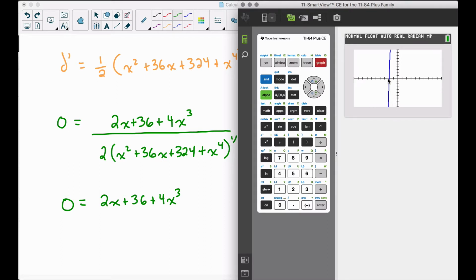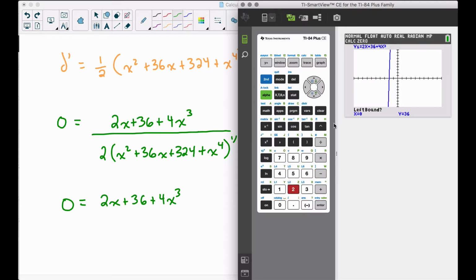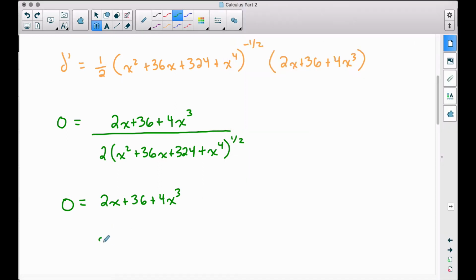We have an x-intercept, which is our 0, and it looks like it's occurring when x equals -2. We can verify this by finding the 0, a left bound such as -3, and a right bound such as -1. Pressing enter on guess, we do have a 0 at -2. So therefore, when x is equal to -2, this numerator is equal to 0.